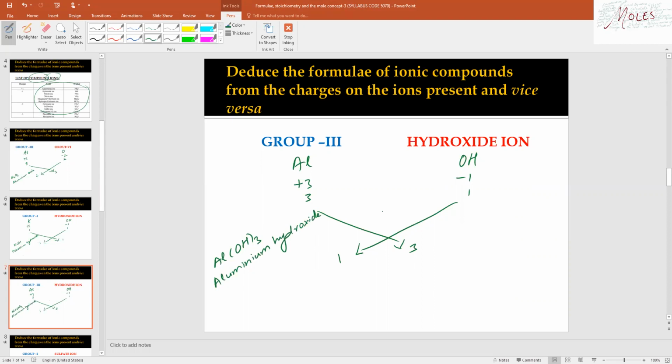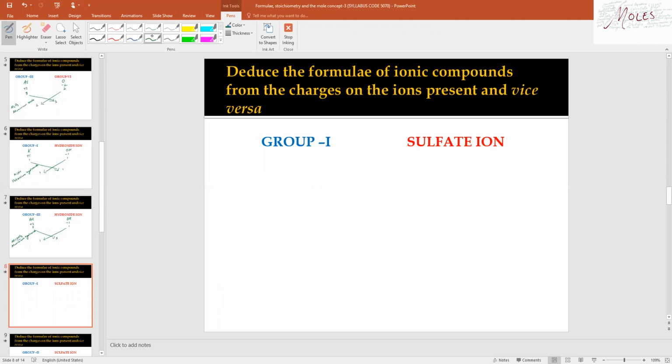Did you notice one thing, and that is we have to place hydroxide in the bracket, because its subscript is higher than 1. Therefore, it becomes important to place hydroxide in bracket as it indicates that both oxygen and hydrogen are 3 here.